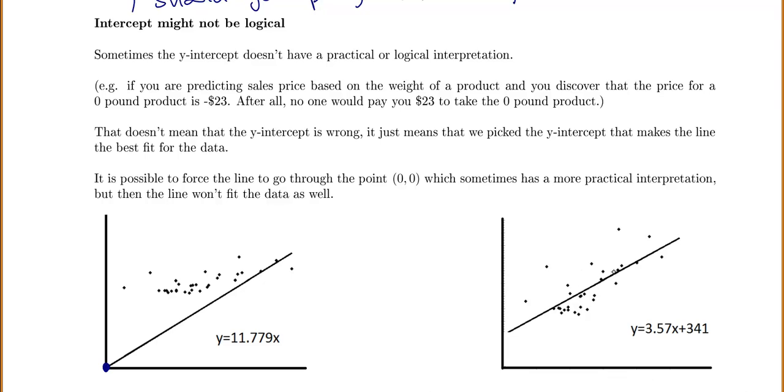And here I let the intercept vary to where it fit the data the best. And notice it fits the data pretty well. But over here, I forced the line to go through the intercept y equals 0, or the point 0, 0. And notice that now the line doesn't fit the data. So again, we don't really care about the interpretation of the intercept as much as we care about just making the line fit our data well.